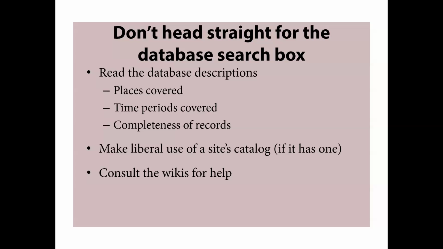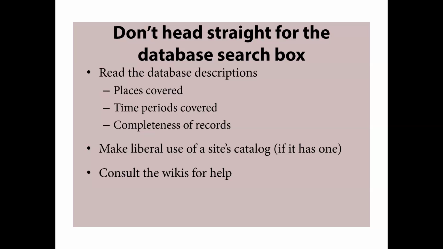So, some tips for when you're doing online research: when you go to do a database search, sometimes you don't rush right into conducting the search the first time you go on a site like Ancestry or FamilySearch or even American Ancestors. You want to understand what the databases you are searching are covering: the individual places, time periods, and the completeness of the records.